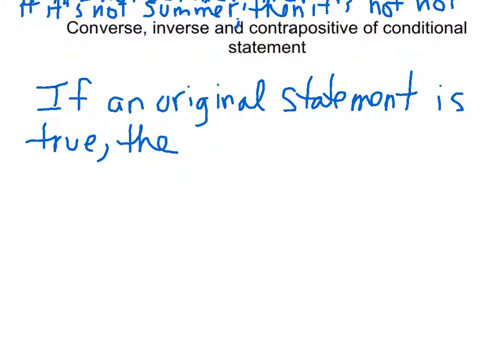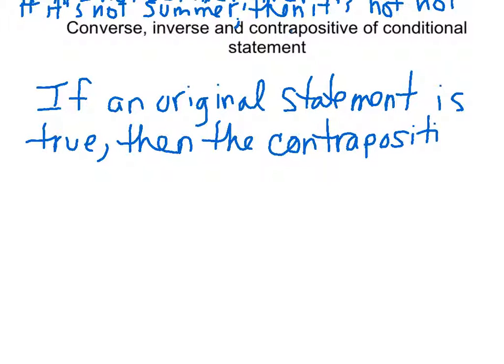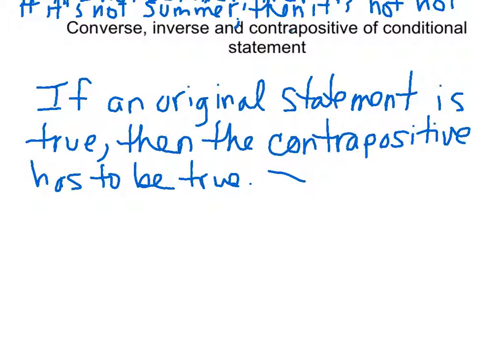Hey, we're writing a conditional statement about conditional statements. If an original statement is true, then the contrapositive also has to be true. You can't necessarily assume that the inverse is true or the converse is true. They might be, but they're not always 100%. Whereas this guy here, contrapositive, is always going to be true if the original statement is true. It just has to happen.